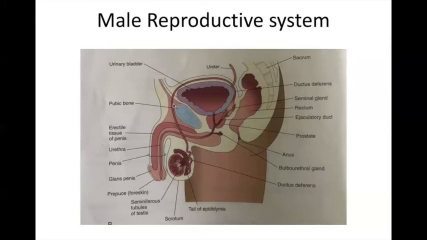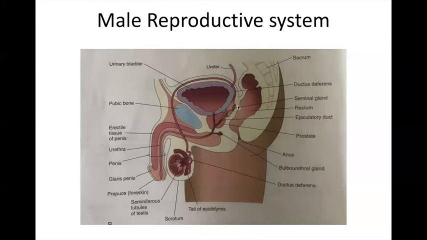Long tube wraps up and around in front of the pubic bone, over the top of the urinary bladder, and comes around behind the bladder, where it empties into this widening called the ampulla of the ductus deferens. Just behind the ampulla of the ductus deferens, we have the seminal gland. Now, this picture drew it pretty small, but it's actually a pretty sizable gland. This is where all of the fluid portion of the semen is produced, or most of it.